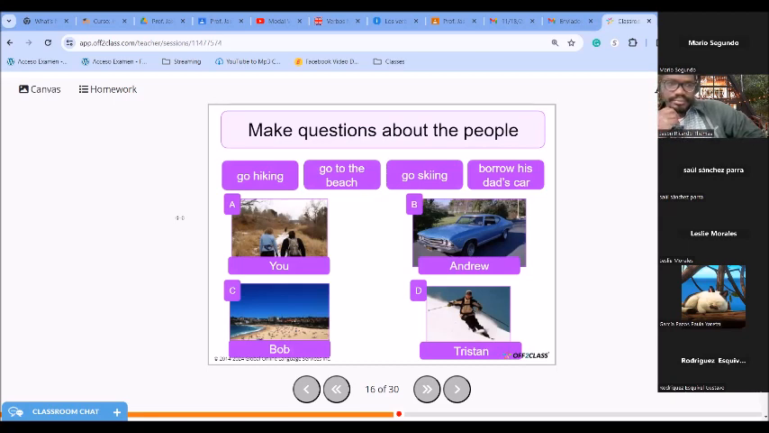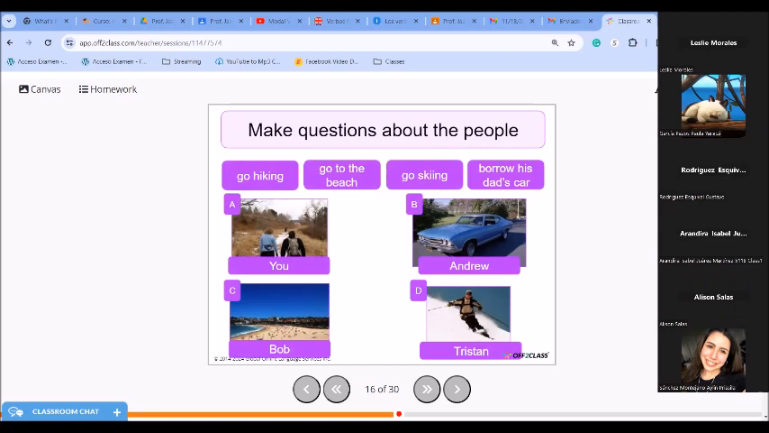Can Andrew borrow his dad's car? Exactly. Borrow. Repeat. Can Andrew borrow his dad's car? All right. I hope his dad doesn't mind, right? And let's get Alondra back in the game. Practice with us again, Alondra. Question form.